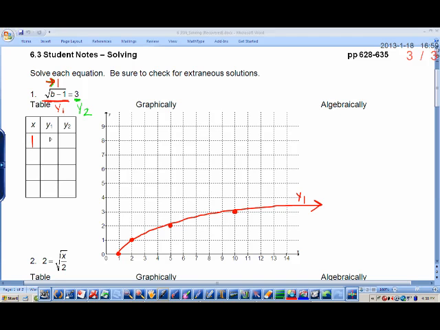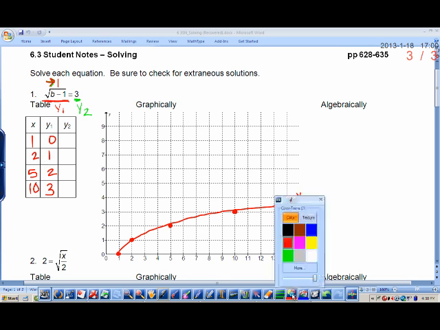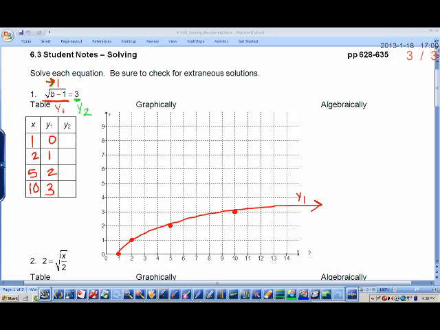If I plug in 1, I get 0. If I plug in 2, I get 1. If I plug in 5, I get 2. And if I plug in 10, I get 3. Okay, if we graph the line y equals 3, that's a horizontal line at the y value of 3.